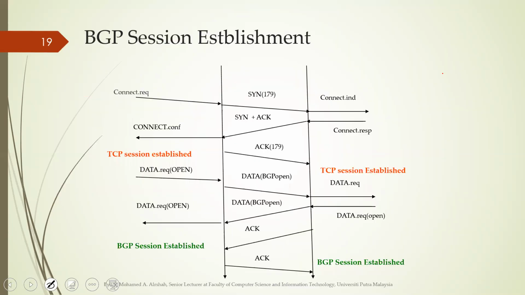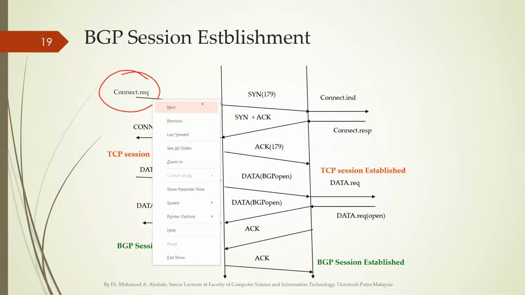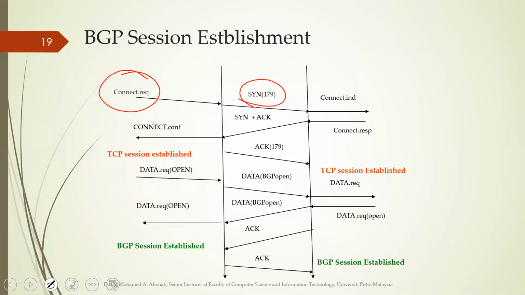Here for this slide, we have the BGP session establishment. So as I mentioned, one side has to establish the connection. So here is the connection request using the port 179 going to the other side. Then if this side accepts to open the connection, it has to send what they call a connection response. This one is the connection request. This one is the connection response. So the connection response will be sent here.